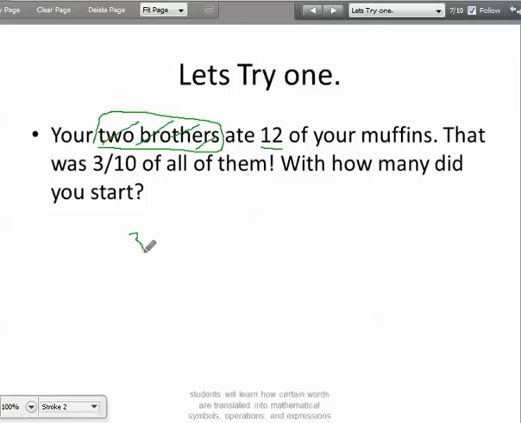So let's see here. 3/10 of, that would be times them, that's the muffins, M, and that was the same thing as saying is 12. 12 is 3/10 of all of them. So what we're going to do with this one is I'm going to draw my little line here, and I'm going to say, well, I'm trying to solve for how many did I start with. I'm going to solve for my muffins.